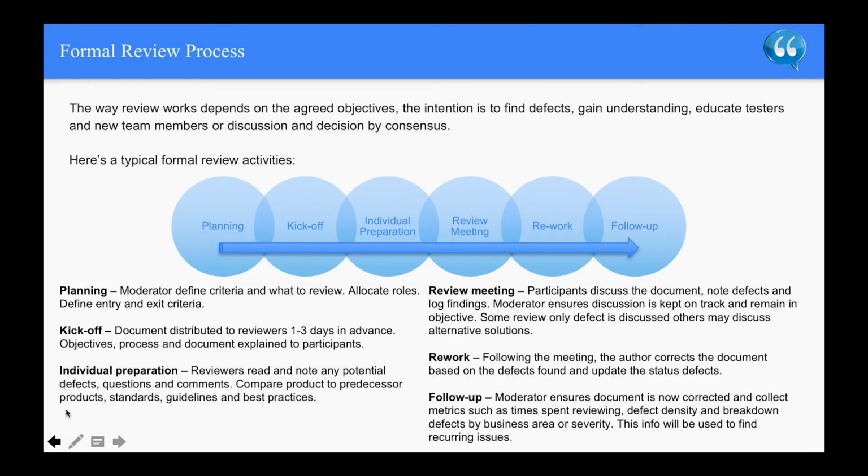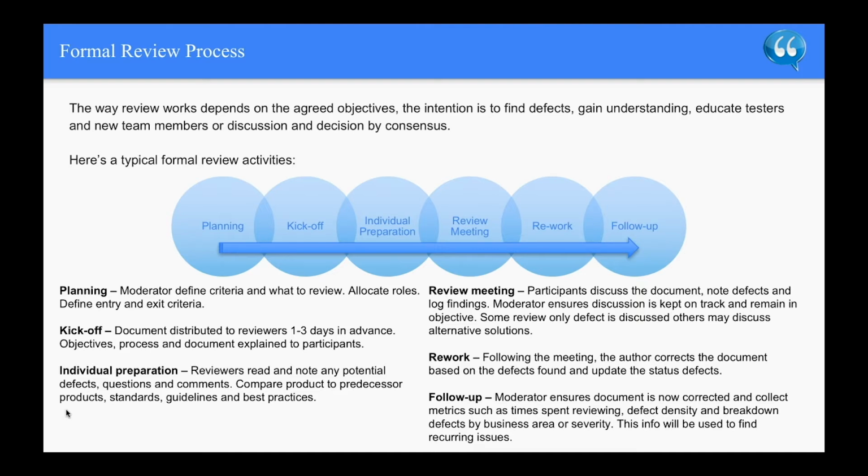Now, as part of the formal review process, the way review works depends on the agreed objectives. The intention is to find defects, gain understanding, educate testers and new team members, or reach discussions and decisions by consensus. So here's a typical formal review activity: first is planning, then kickoff, then individual preparation, review meeting, rework, follow-up. This will fall on the exam, believe me, trust me.